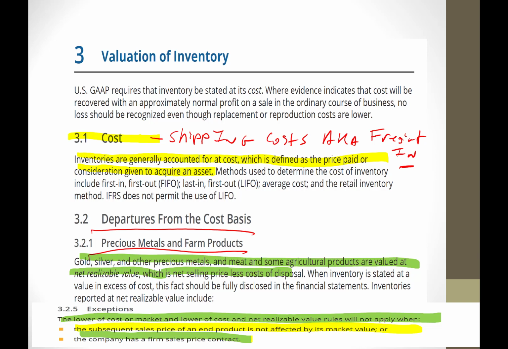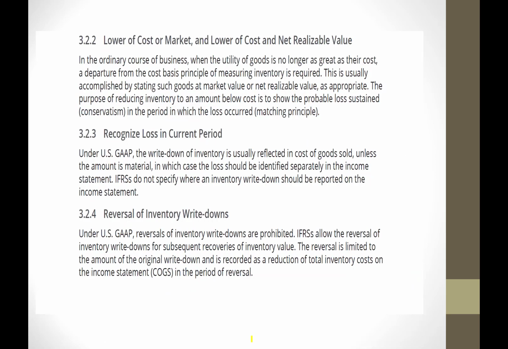Okay, good. Let's go ahead and take a look at the lower of cost or market versus the lower of cost and net realizable value. We use the lower of cost or market for certain inventory methods, which are the LIFO or retail inventory methods. For everything else, we use the lower of cost and net realizable value.